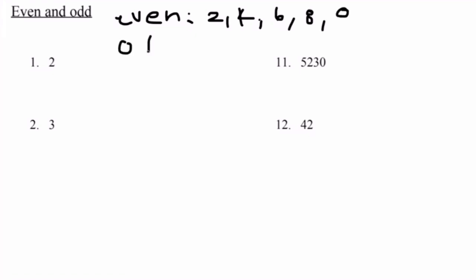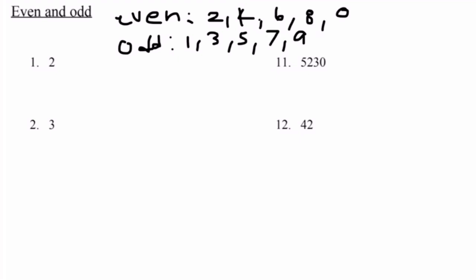Our second topic is even and odd numbers, and it's asking us to identify what the numbers are. Let's address the even numbers. Our even numbers are 2, 4, 6, 8, and 0. And our odd numbers are 1, 3, 5, 7, and 9.